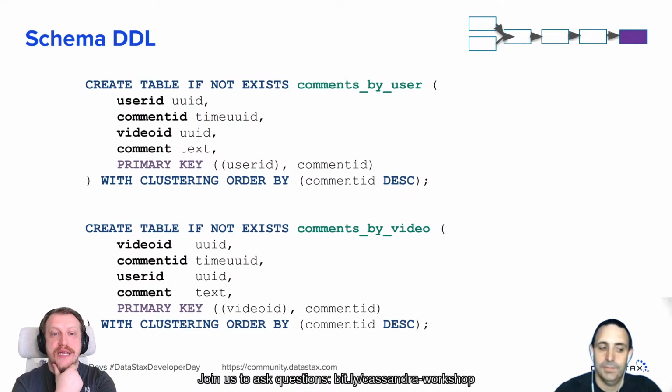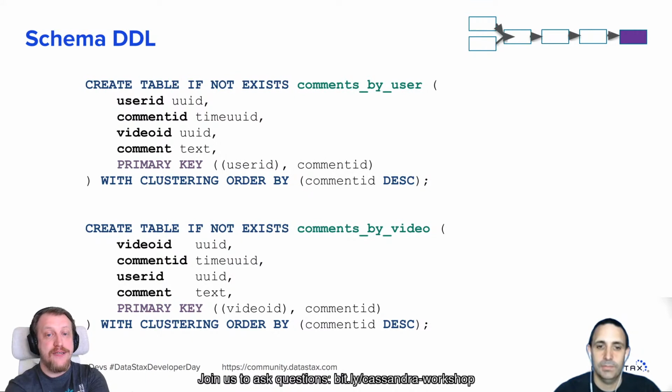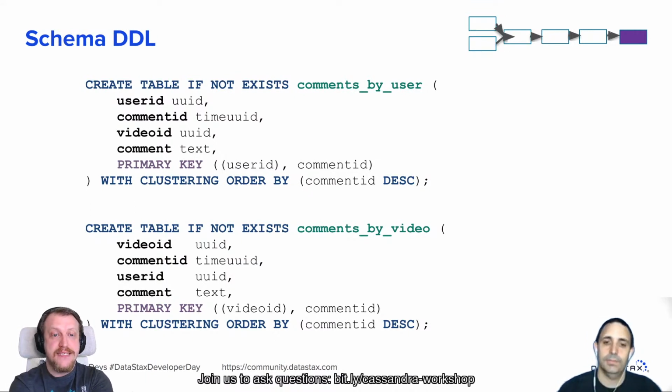As I said before, clustering columns ensure sorting order. So, in this case, don't forget, comment ID is a time UUID, so it has a timestamp integrated into the UUID. And comment ID is, in this case, used to sort descending, and that's a really cool thing.